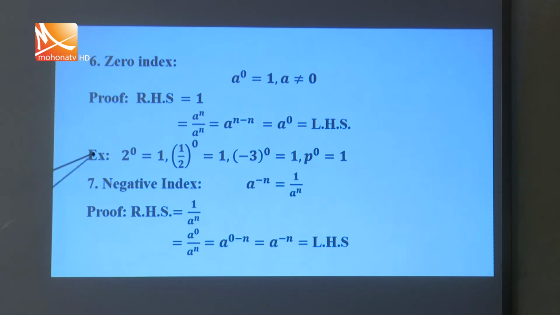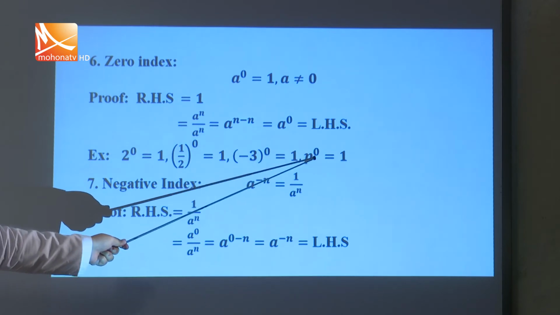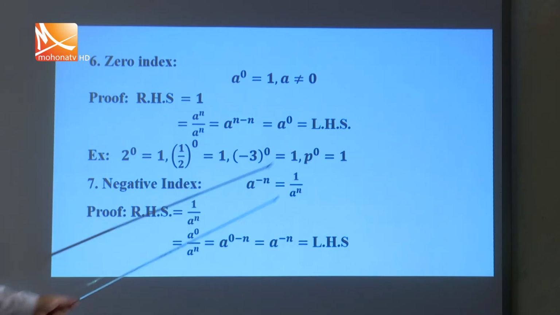Let us see an example, that is 2^0, it will give you 1. (1/2)^0 will also give you 1. Minus 3^0, it will give you 1. p^0, this also gives you 1.